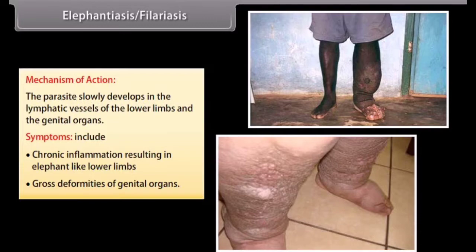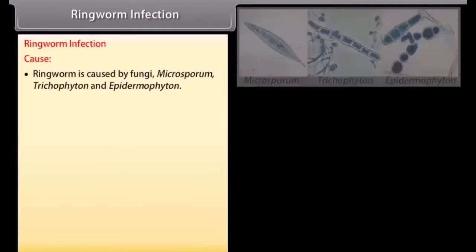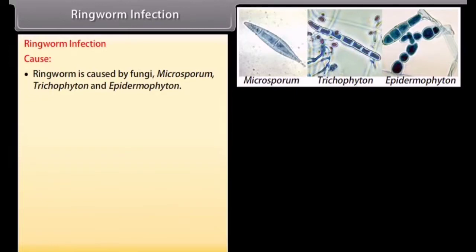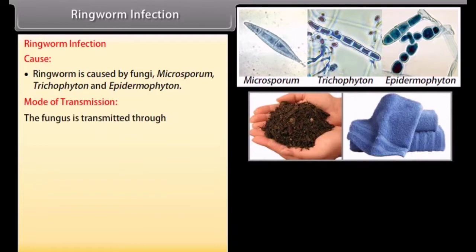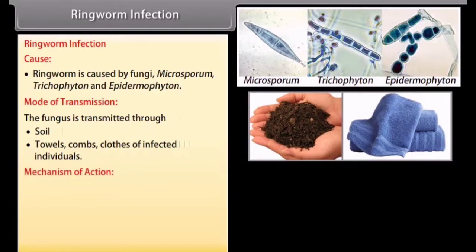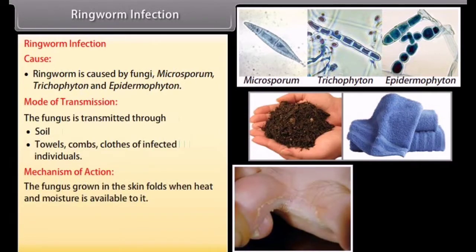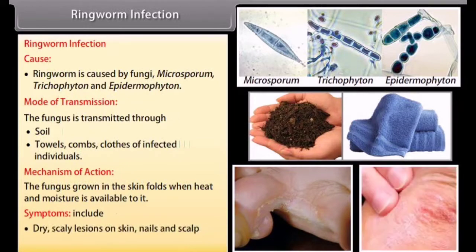Ringworm infection. Cause: ringworm infection is caused by the fungi Microsporum, Trichophyton and Epidermophyton. Mode of transmission: the fungus is transmitted through soil, towels, combs, clothes of infected individuals. Mechanism of action: the fungus grows in the skin folds when heat and moisture are available to it. Symptoms include dry, scaly lesions on skin, nails, and scalp, and intense itching around the lesions.